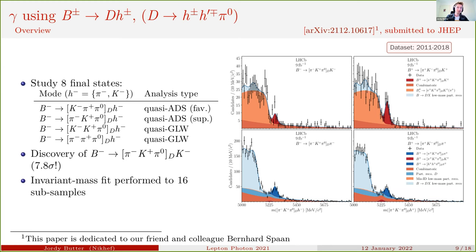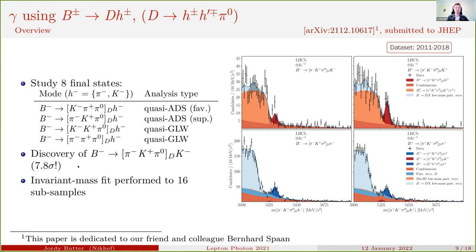Then gamma measurements of B to DH, which has just arrived on arXiv. This analysis looks at the D going to two hadrons and a pi zero. And because the hadron can be a pion or a kaon, there are 8 final states analyzed. 4 of them are quasi-ADS modes, and 4 of them quasi-GLW modes. Of the quasi-ADS modes, two of them are favored and 2 are suppressed. And one of these suppressed modes is observed with a 7.8 sigma significance.